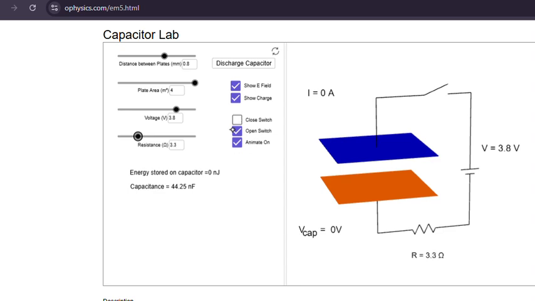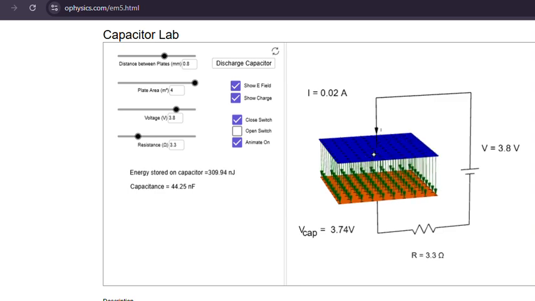Okay. Now I am going to close the switch. See how it is accumulating the charges on these plates, and the electric field lines we can see are increasing with respect to time. And for what time is it going to show us this scenario? The scenario will run until the voltage of the capacitor equals the voltage of the battery, the potential difference.